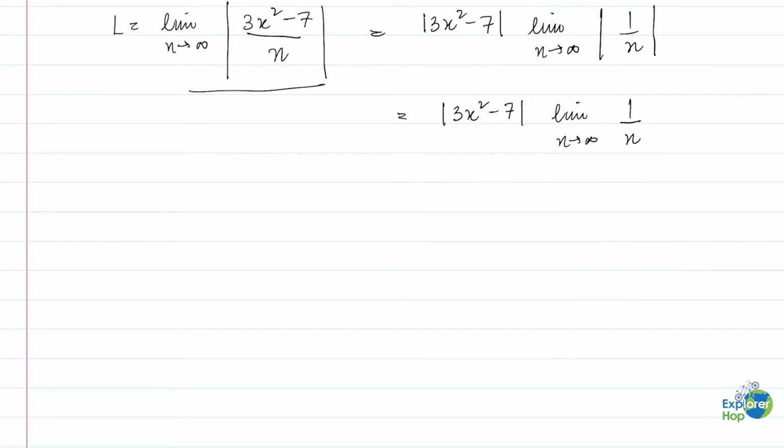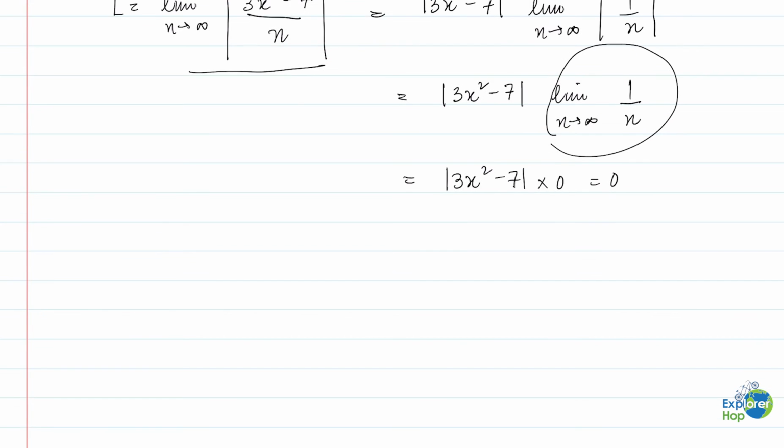We very well know that this limit is equal to 0, and this is a common limit, so we can just replace it with 0. So 3x squared minus 7 multiplied by 0 is equal to 0. So we found our L to be equal to 0.